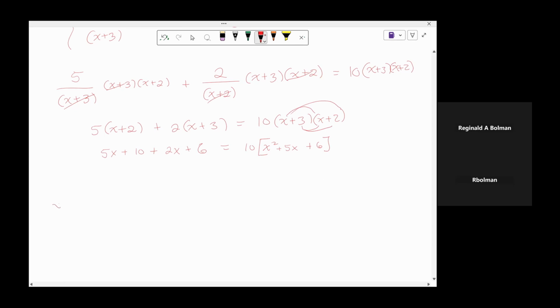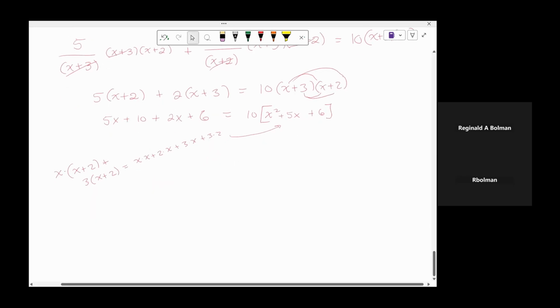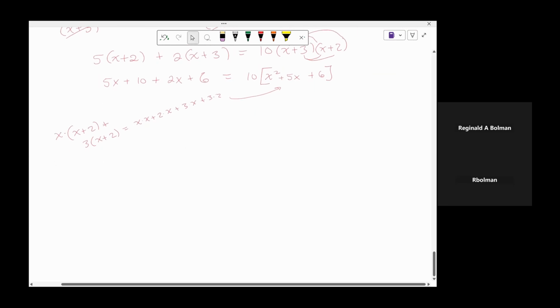I'm sorry, extended distribution. So you just do x times x plus 2 plus 3 times x plus 2. Go ahead and work out the math. This is what I'm doing in my head, by the way. It's going to give you the same thing, doesn't matter. All right, so now we're going to add our like terms with like terms after using the distribution law.